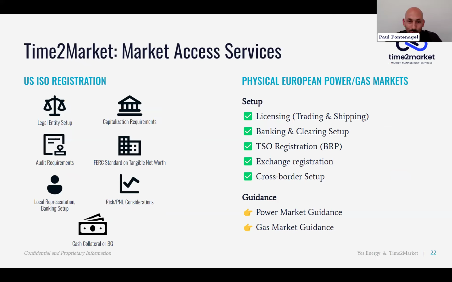Yes, a little word about us. Again, as we did earlier, we have, of course, the US ISO registrations, and we also want to make the jump again towards the European power markets. I gave a short intro here, summarizing on the left your US registration. What do you need to get set up on the US markets, on the ISOs? And also similarly, we can support you on the European power and gas markets, where it's typically physical trading.